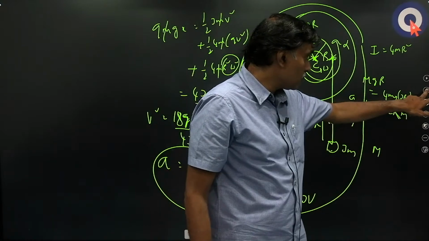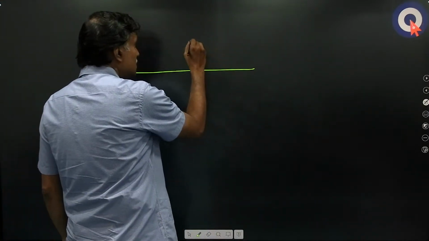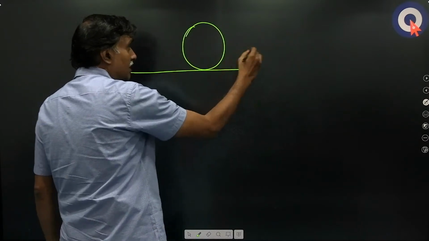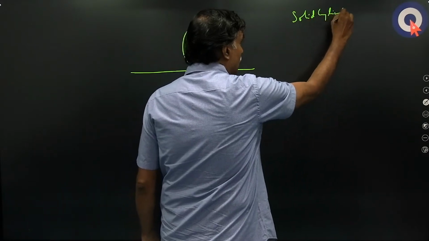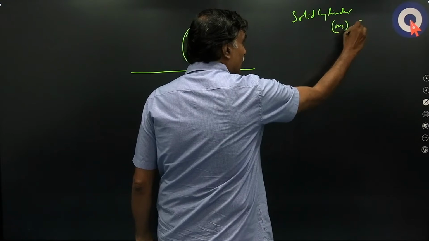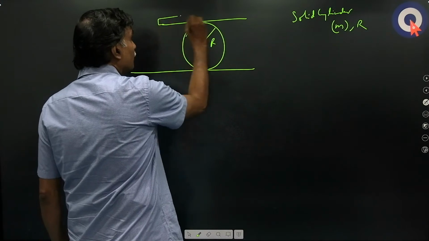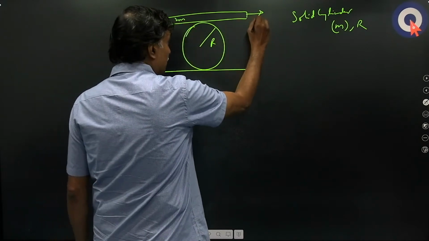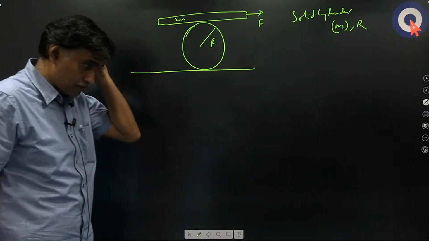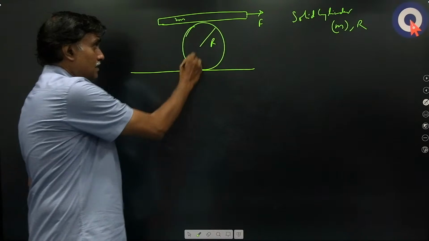So one more question I will give. Similar question where you can do by energy, that is better always. Now this is a solid cylinder we will take. Mass is m, radius is r, okay. And on this we have kept a plank. Plank mass I will take 2m. And we applied a force F on this. Then find acceleration of the plank.